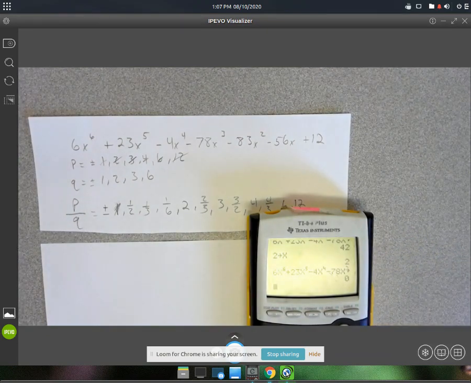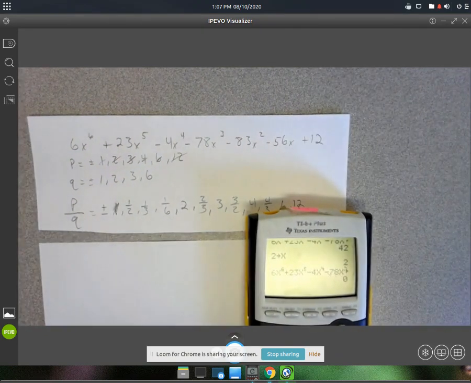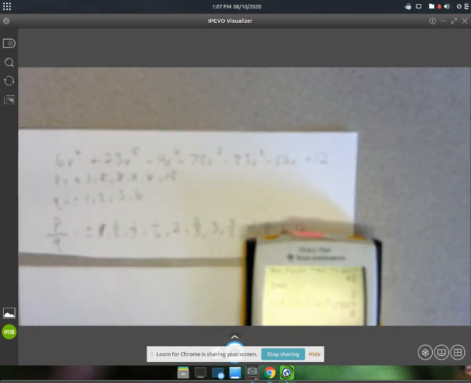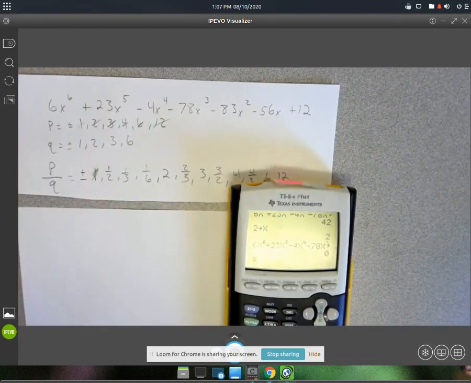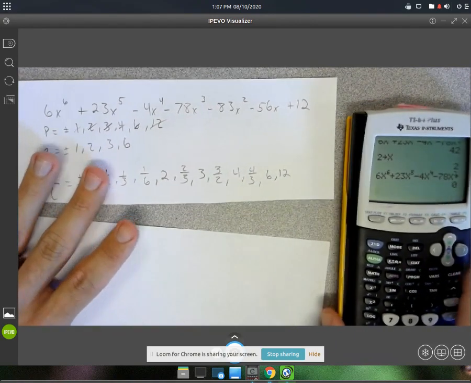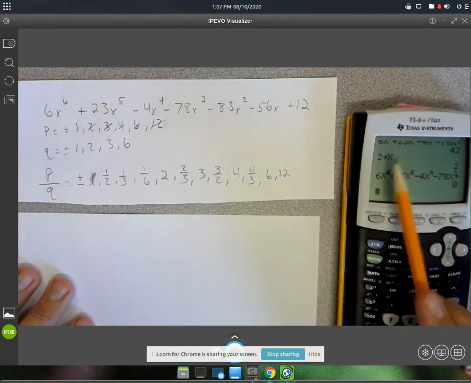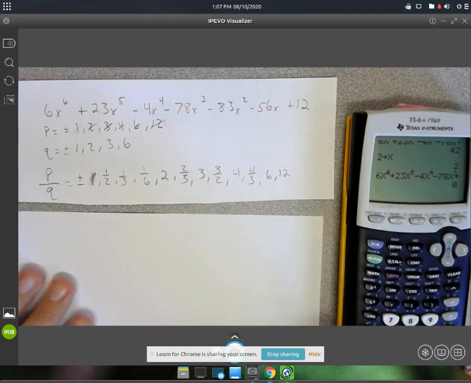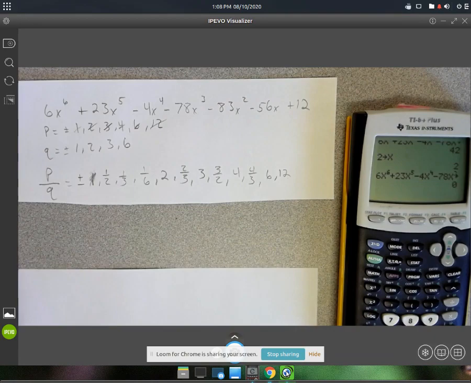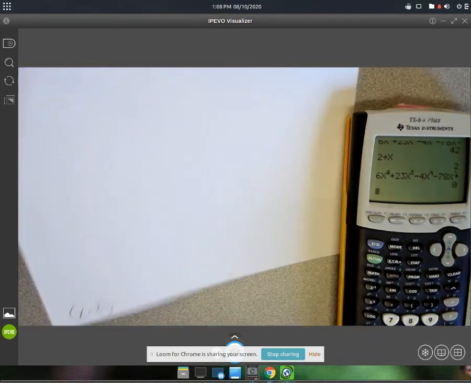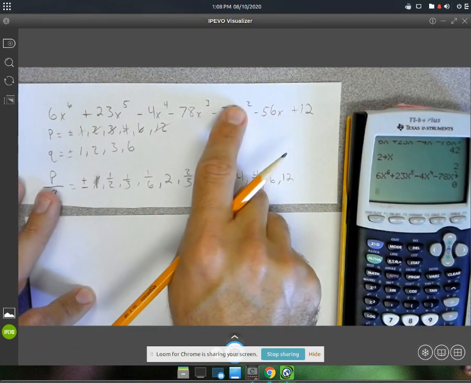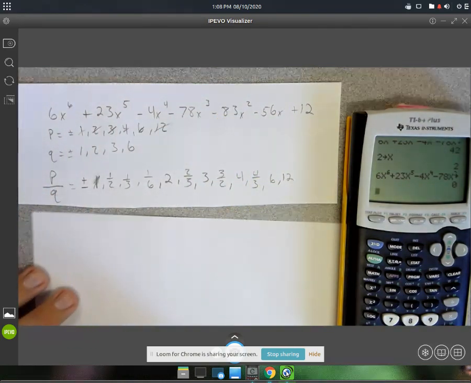Because it gave us 0, that means that x minus 2 is one of our factors. Let me try to clear some of this up here. No, it must be a glare. I guess I could scoot the calculator up, couldn't I? Yeah, that's what it does. Because 2 gave us a 0, that means that x minus 2 is one of our factors. So I'm going to write x minus 2 at the bottom of my page here. That's one of my factors. So I'm going to take this original polynomial and divide it by x minus 2.